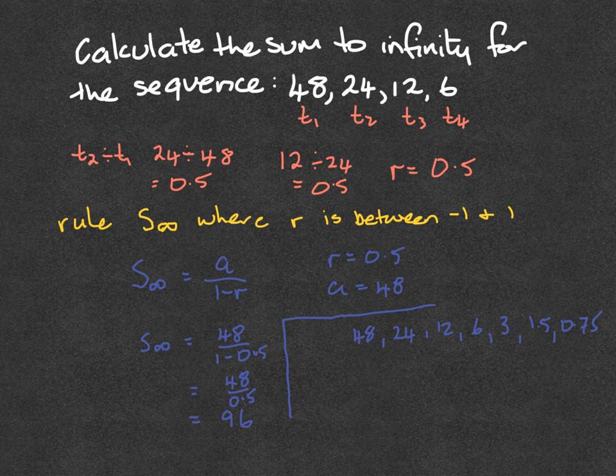So that's when the sum to infinity is used. If you're given a question where you've got something unrealistic, but the R value is between -1 and 1, then you can use the sum to infinity.